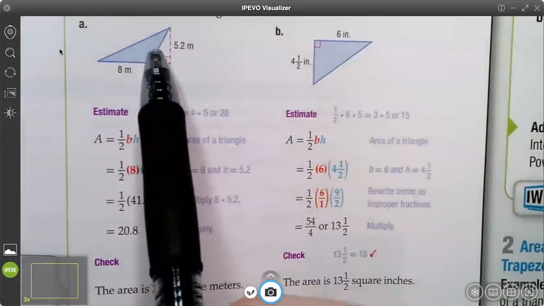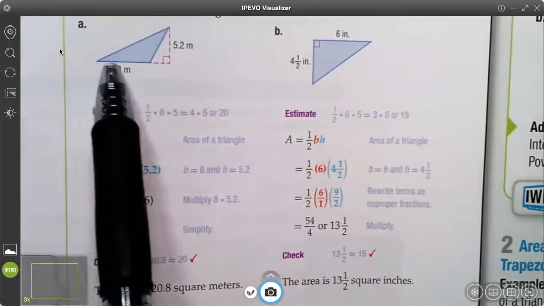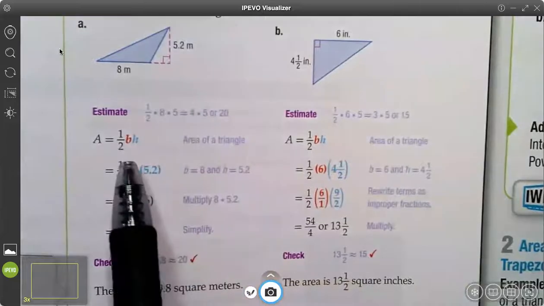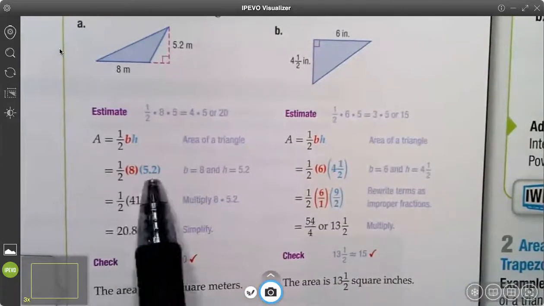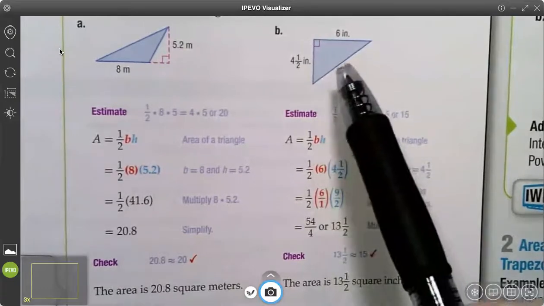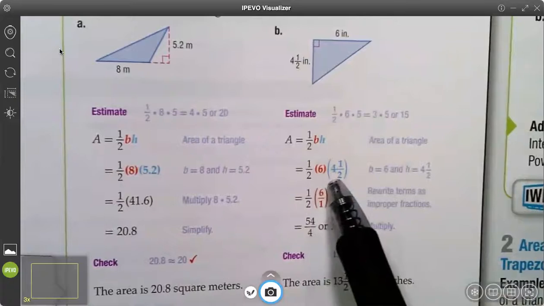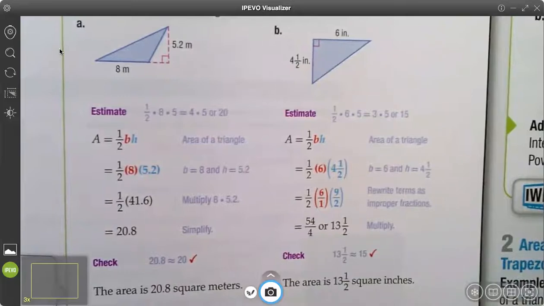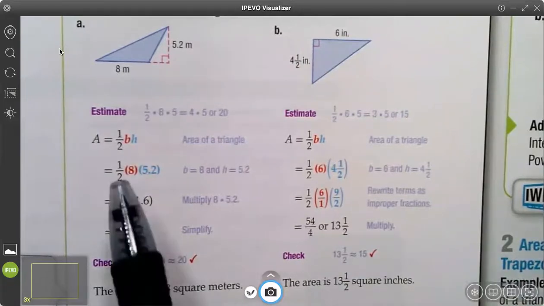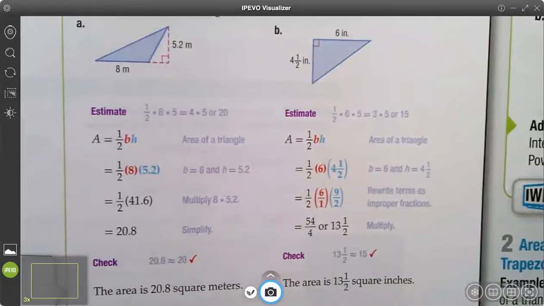This line here is the slant height, which would not help us. We have to have the perpendicular height. So 1/2 times 8 times 5.2. Base is 8, height is 5.2, half of 8 is 4, 4 times 5.2 is 20.8 here. Base is 6, height is 4.5, half of 6 is 3, 3 times 4.5 is 13.5. And your answer is always squared for area. So here it's square meters, here it is square inches. So here's your formula, 1/2 times base times height, or you could use 0.5 times base times height.